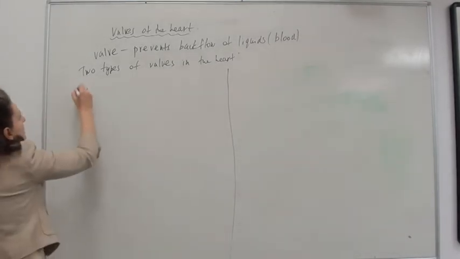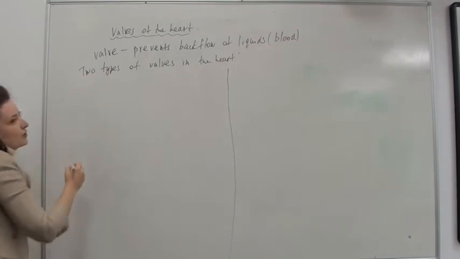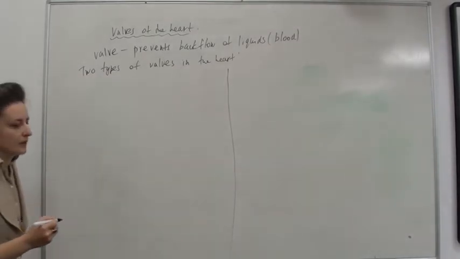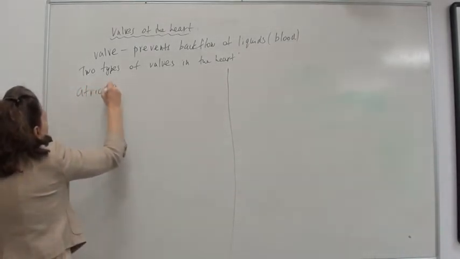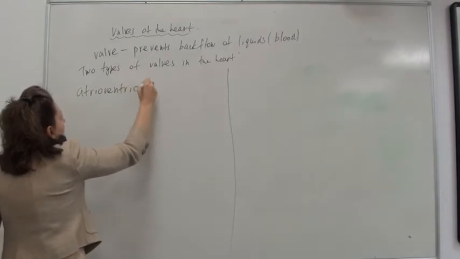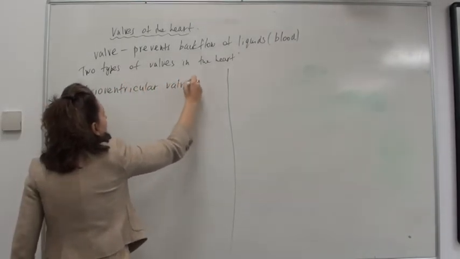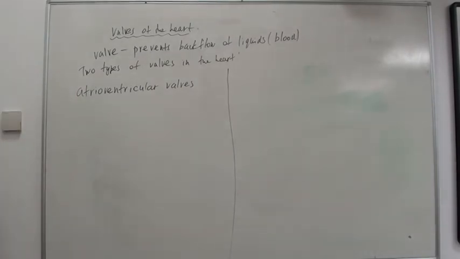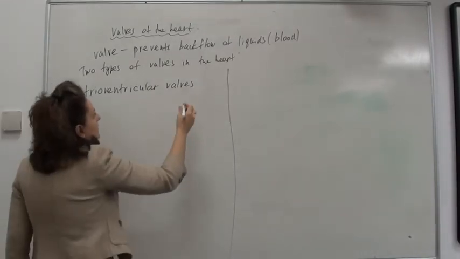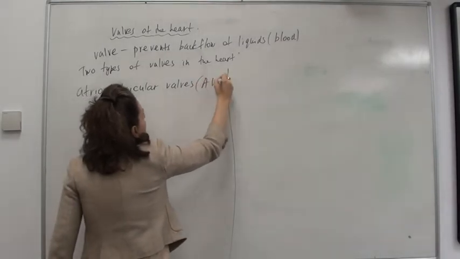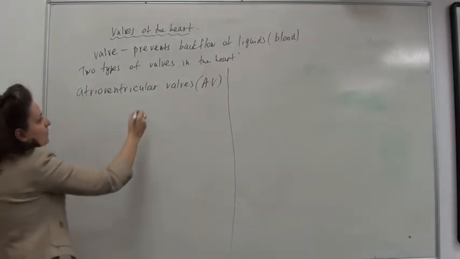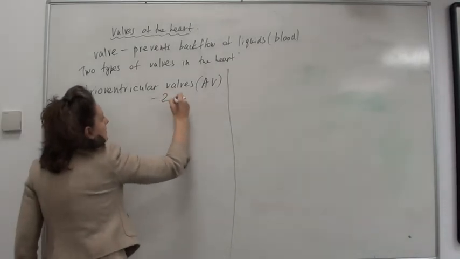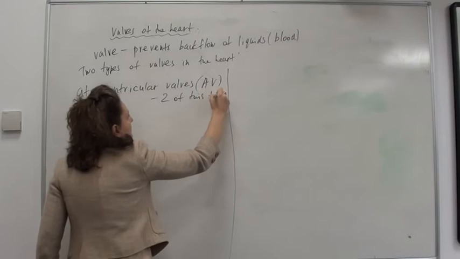So the first type of valve is called atrioventricular, a bit of a mouthful, I'm afraid. Because it's a mouthful, it's often abbreviated to AV valve or valves. So atrioventricular becomes AV. You have two of this type.